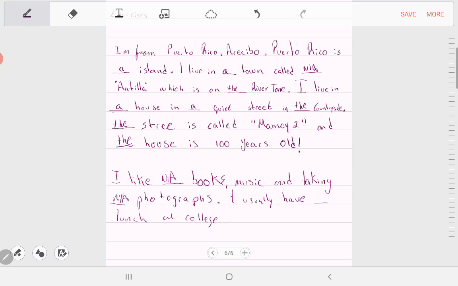Then the last sentence is about an abstract idea, because lunch is not a part of a group, it's not specific, it's something abstract, so it's not applicable.